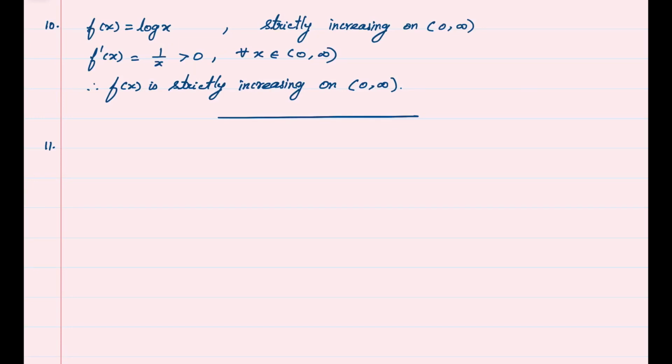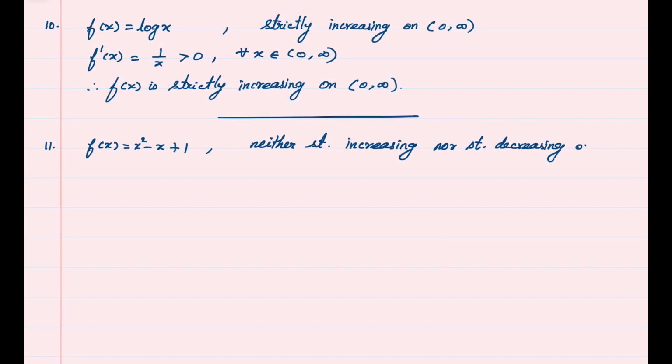Question 11. Prove that the function f given by f of x equal to x square minus x plus 1 is neither strictly increasing nor strictly decreasing on open interval minus 1 to 1. Let us find f dash of x, which is 2x minus 1. We will equate the first derivative to 0. We get x as half. The given domain is minus 1 to 1 and the critical value is half. So we get two intervals.